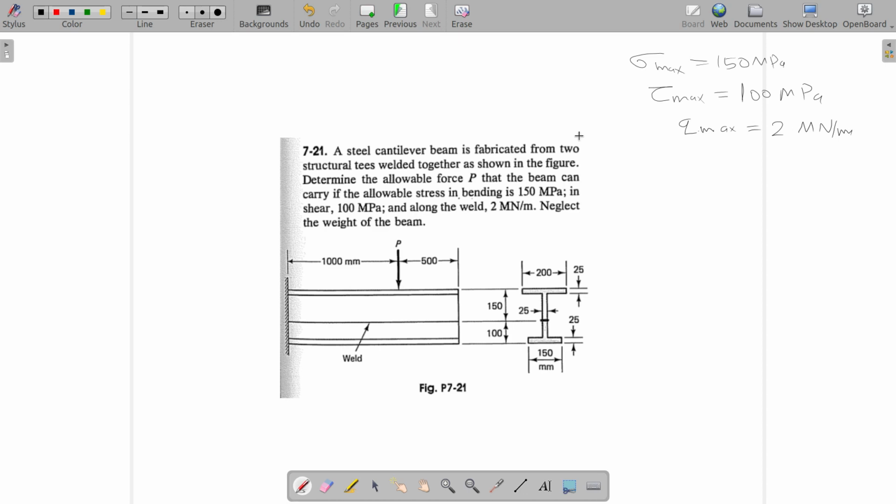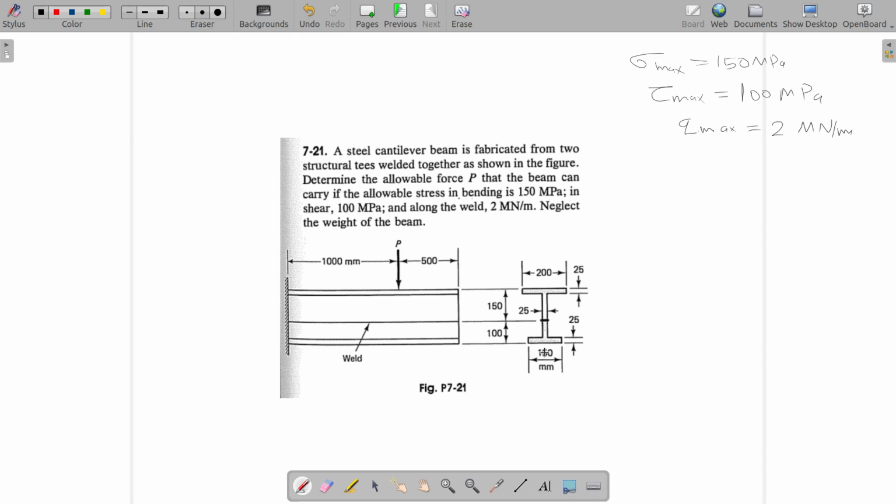So we have three constraints here. So what we will do is calculate the maximum allowable force P considering one constraint at a time, and you'll get three values of force, and we will choose the least value, the smallest value among them, so that we can satisfy all three constraints.